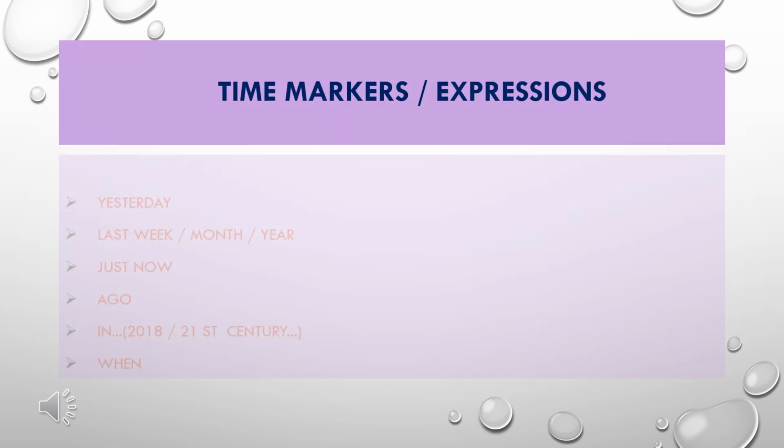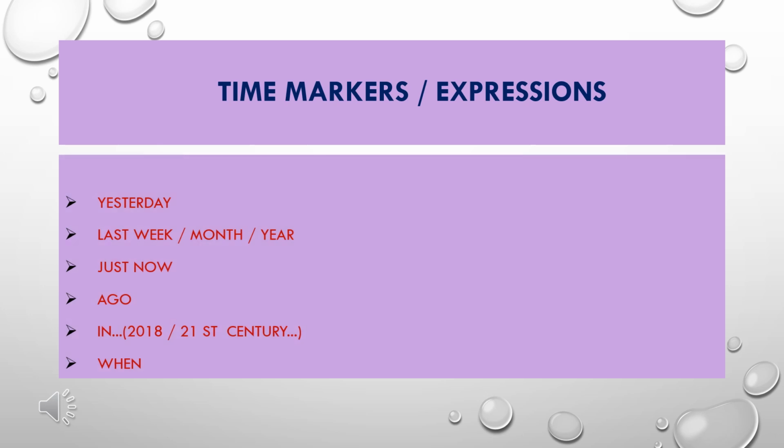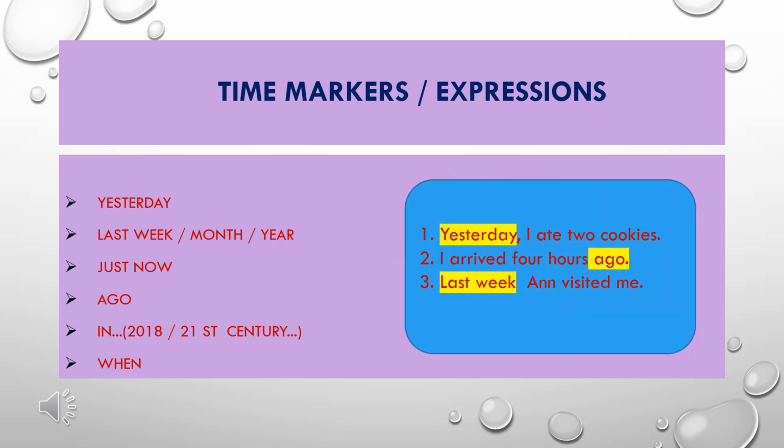An easy way to distinguish the past tense from other events, which are nearly like it, is using time markers, expressions. There, for instance, yesterday, last week, or month, year, just now, ago, in, or when. You do not use these words with any other tenses. Let's do some examples. Yesterday, I ate 2 cookies. I arrived 4 hours ago. Last week, Anne visited me. Time markers are your clues, so memorize them. Associate them with the simple past.